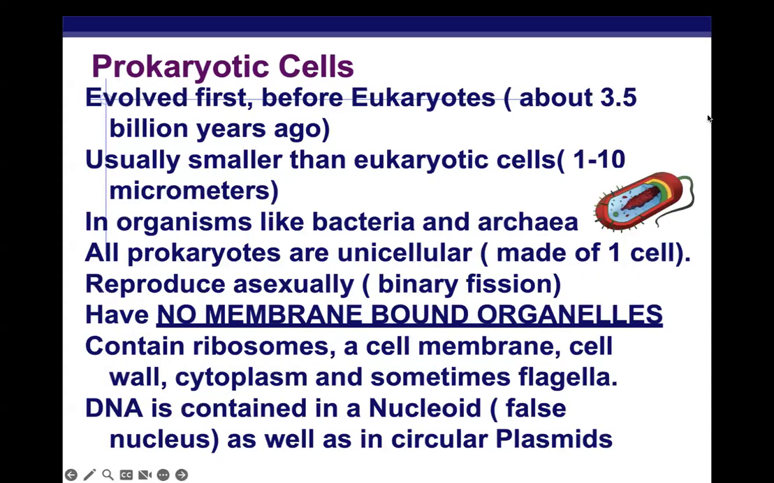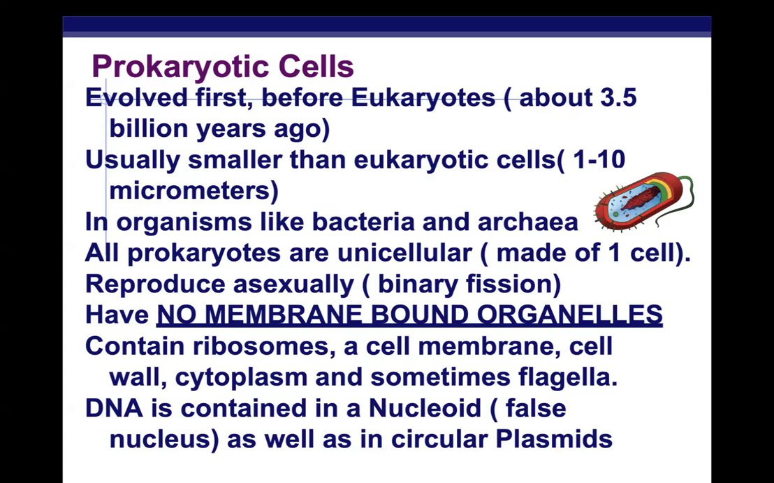So let's get a little bit more into the similarities and differences. Prokaryotic cells were the first type of cell to evolve, the first type of cell on Earth, and they came to be about 3.5 billion years ago. That's 3,500 million years. It's pretty crazy. Like we said, they're usually smaller, and they're in organisms like bacteria and archaea.